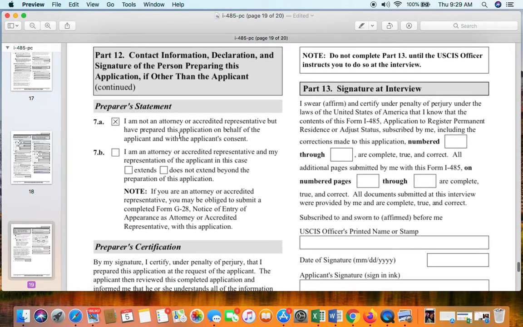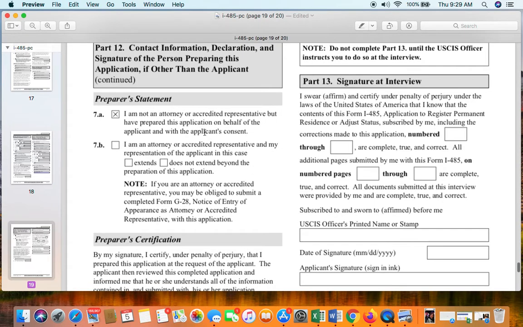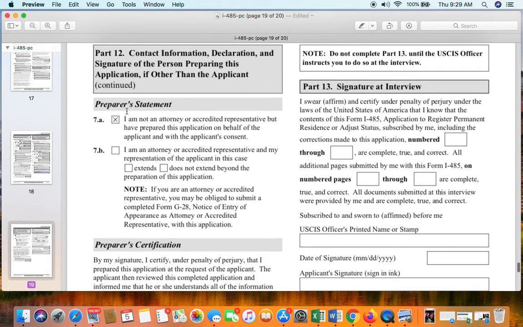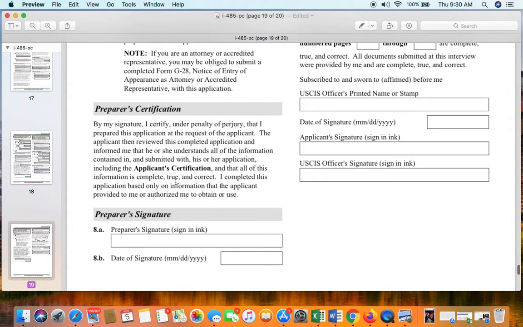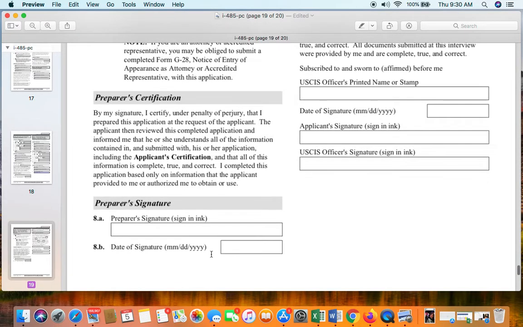I am not an attorney. Because I am not an attorney, I'm just going to select this, accredited representative. That is me, because I am the preparer. But if you have an attorney, let your attorney fill this out, okay? And your attorney can also guide you. Preparer signature, so this is my signature right here.